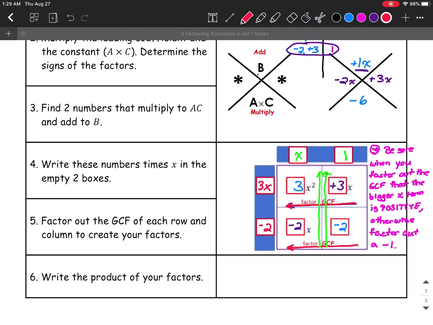Now, the last thing we have to do is to write our factors. And we look down this column and we put them in the parentheses. 3x and a negative 2, so we write minus 2. And then across the top, we have x plus 1. That's it. You did it. We factored a trinomial when the leading coefficient was not 1.